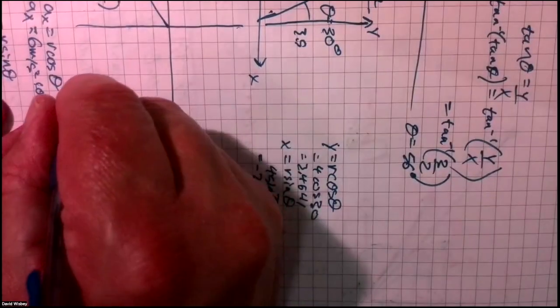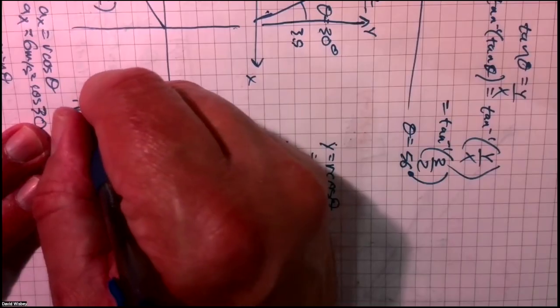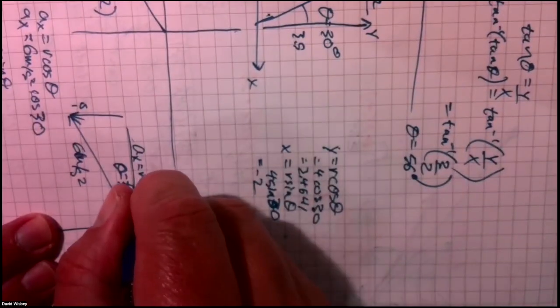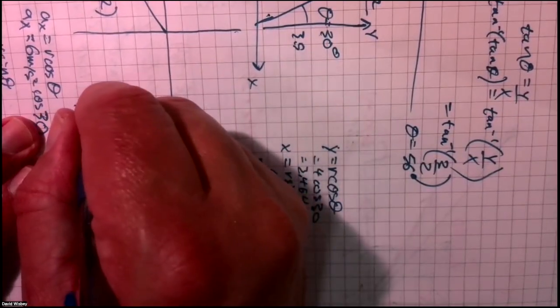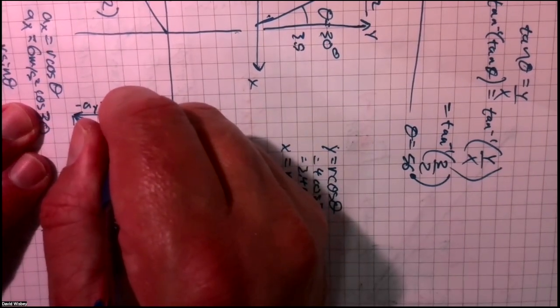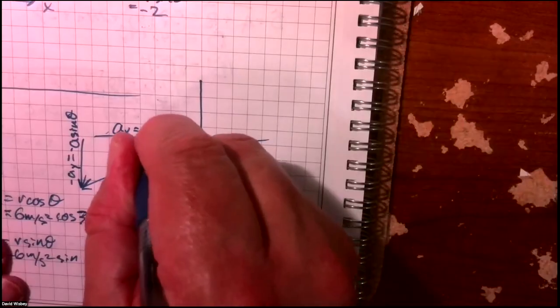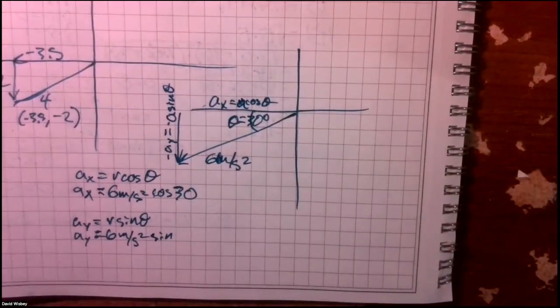Now over here, I need to add the correct sign. This is pointing down. I'm looking at it and I can see it's pointing in the negative direction. So AY is going to equal minus A times sine 30. Now we just need to put this into MATLAB.